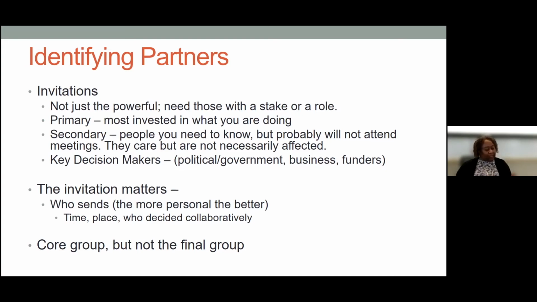If the individuals that you want to work with don't know you, you probably want to start by setting up an individual, personal get to know you meeting.